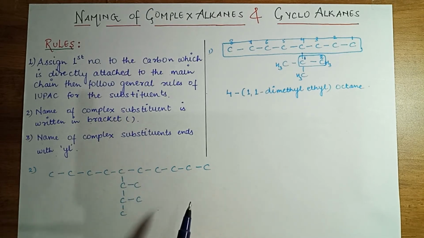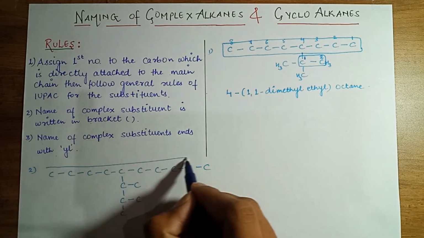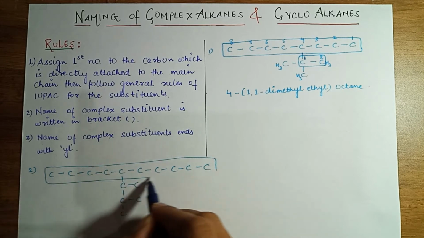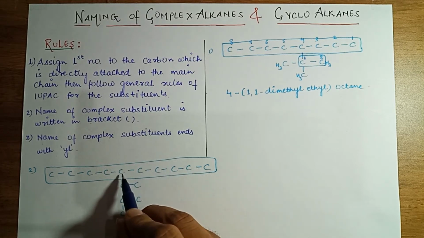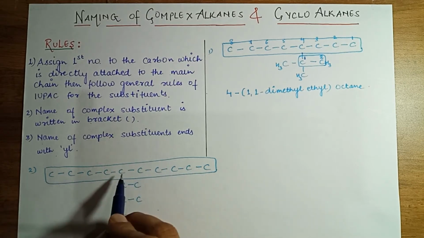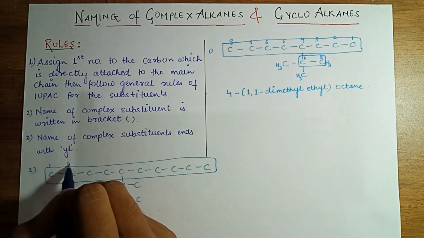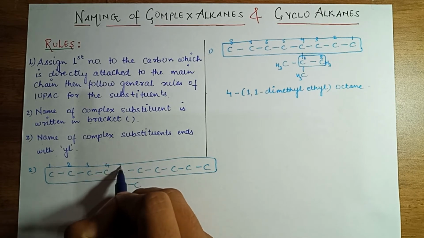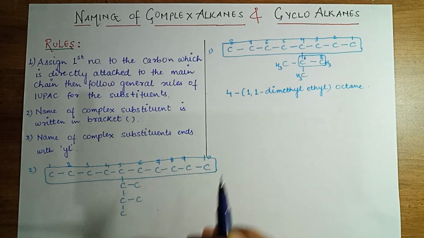Again, you have to select the longest carbon-carbon chain, which is this one, and you have to give the numbering by following the general IUPAC rules, that is 1 2 3 4 5 6, and here 1 2 3 4 5. The numbering which gives the branching the lowest number, you have to select that numbering: 1 2 3 4 5 6 7 8 9 and 10.